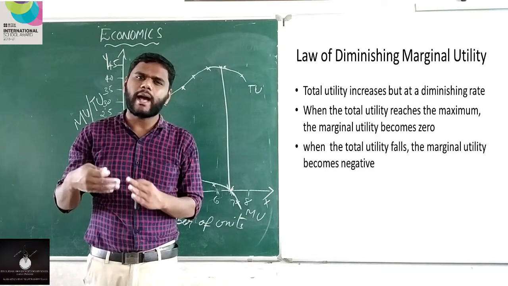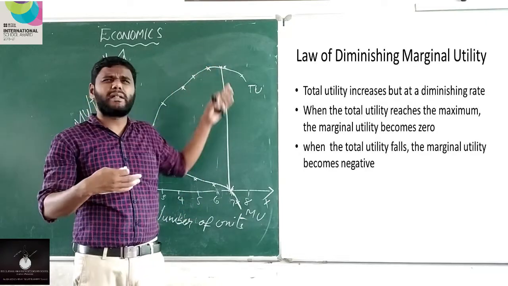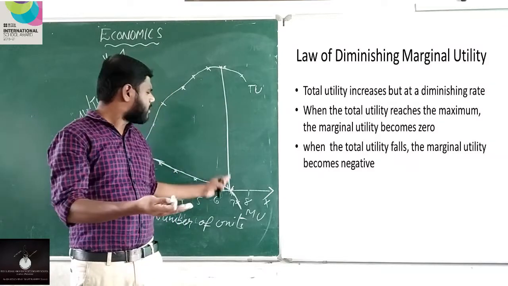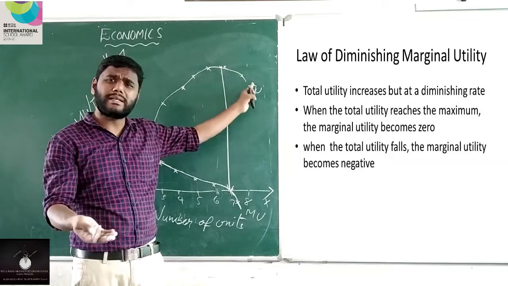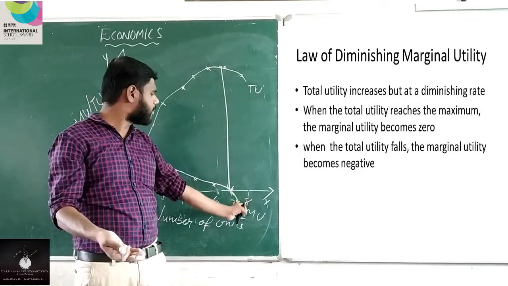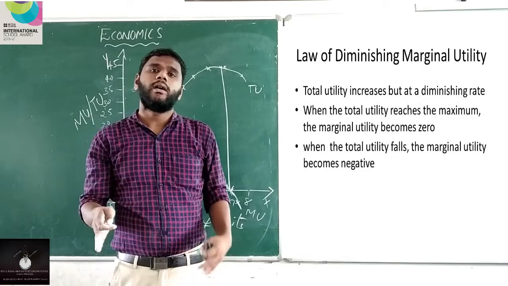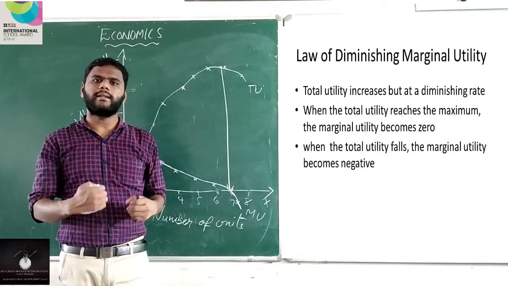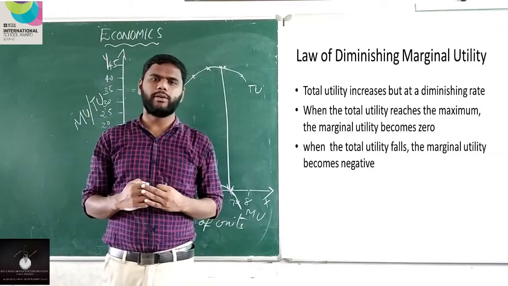Again and again, if you have it, what will happen? The total utility is maximum, but the additional satisfaction that you are getting is zero. And again and again, what will happen? Total utility starts to fall, and at the same time marginal utility also becomes negative. Okay, I think it is clear. This is all about the law of diminishing marginal utility.